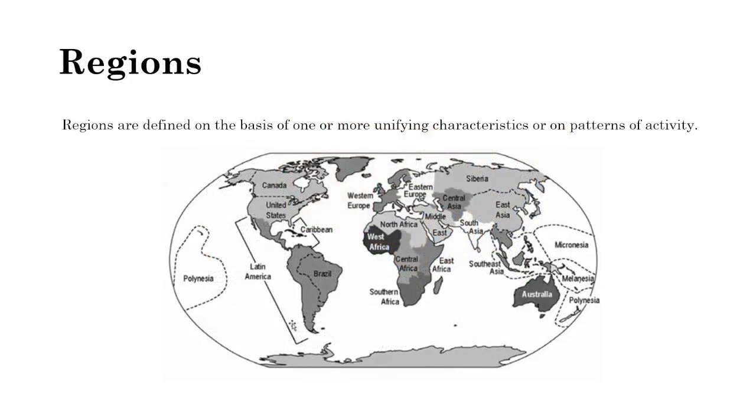Now let's look at regions a little bit more. Regions are defined on the basis of one or more unifying characteristics or some kind of pattern of activity. So they have something that creates the region, something particular to that place. Now in AP Human Geography, you need to know major regions of the world. So the College Board created this map for you to essentially memorize and know where different countries are throughout the world, where Western Africa starts and ends, where Micronesia is, where Siberia is, where Eastern Europe is, that sort of thing. So it's very important that you understand this map and kind of have it memorized.